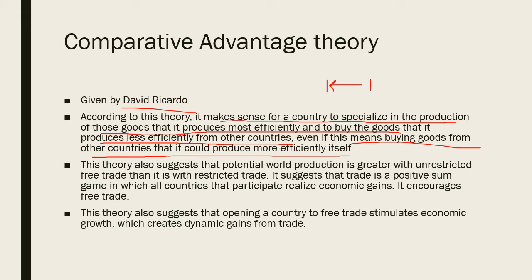Okay. This theory also suggests that potential world production is greater with unrestricted free trade than it is with restricted trade. So it promotes free trade. It suggests that trade is a positive sum game, which means all countries that participate realize economic gains. That is, all countries that participate can earn profit. This theory also suggests that opening a country to free trade stimulates economic growth, which creates dynamic gains from trade.